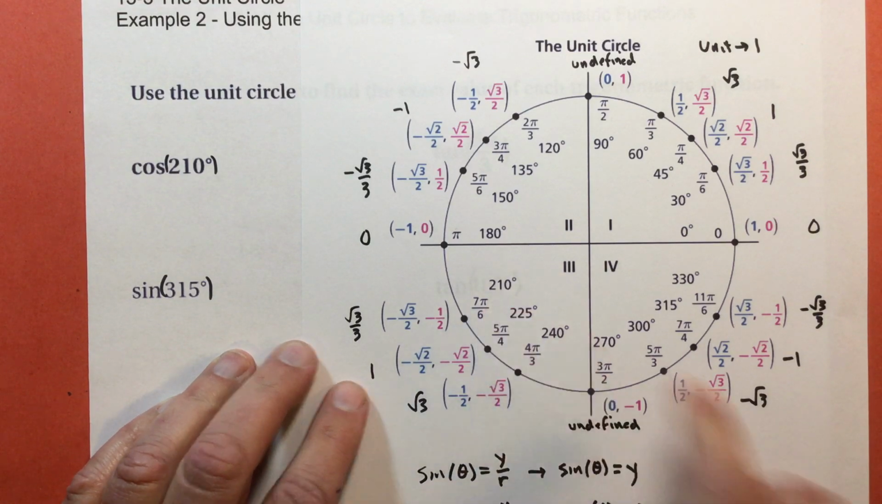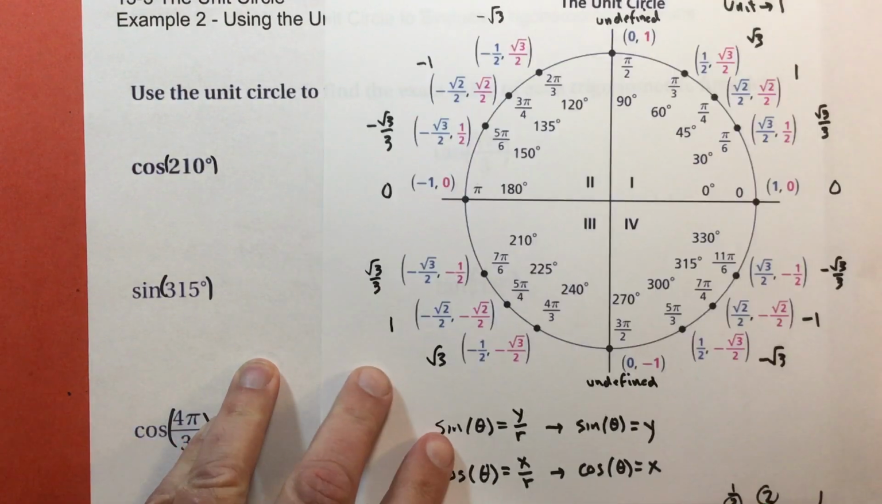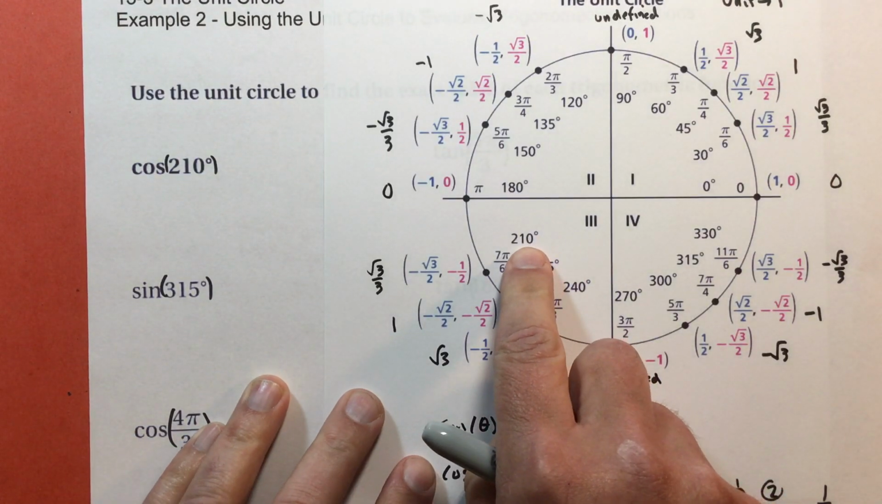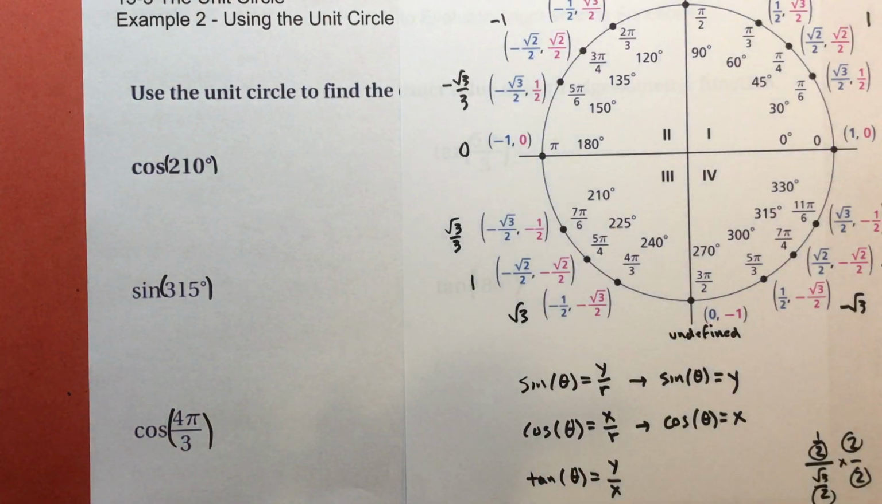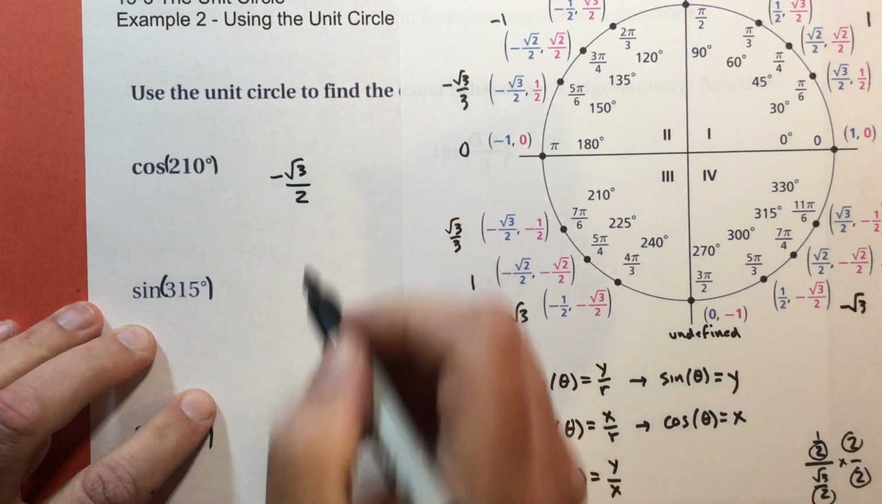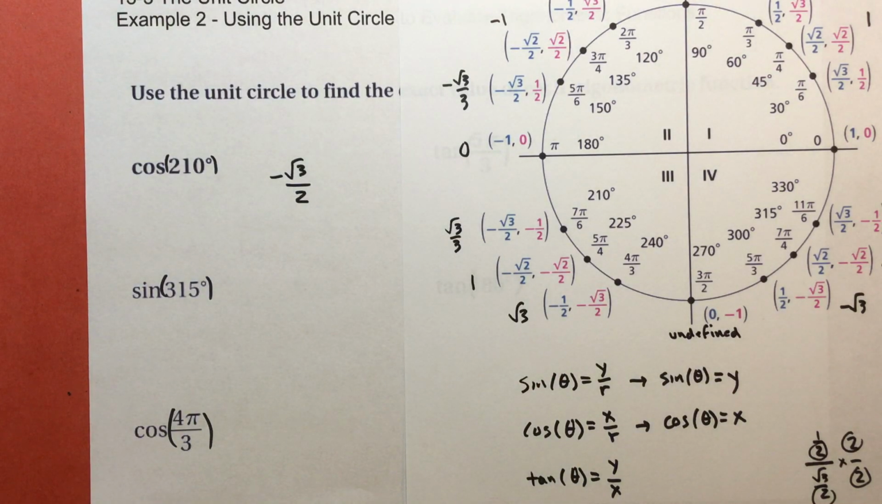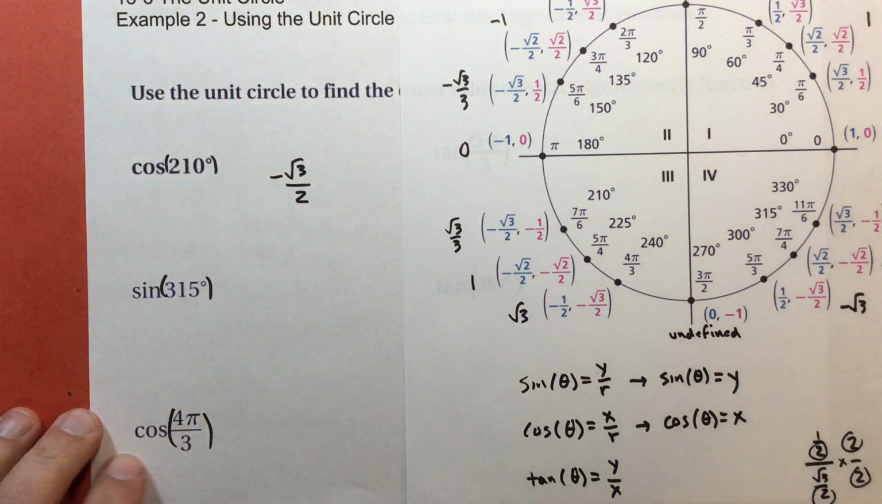The cosine is the x value. So cosine of 210 degrees is the x value. The cosine of 210 degrees is just negative square root of 3 over 2. And that's it. You're done. I'll do these and then I'll switch over to the other ones.